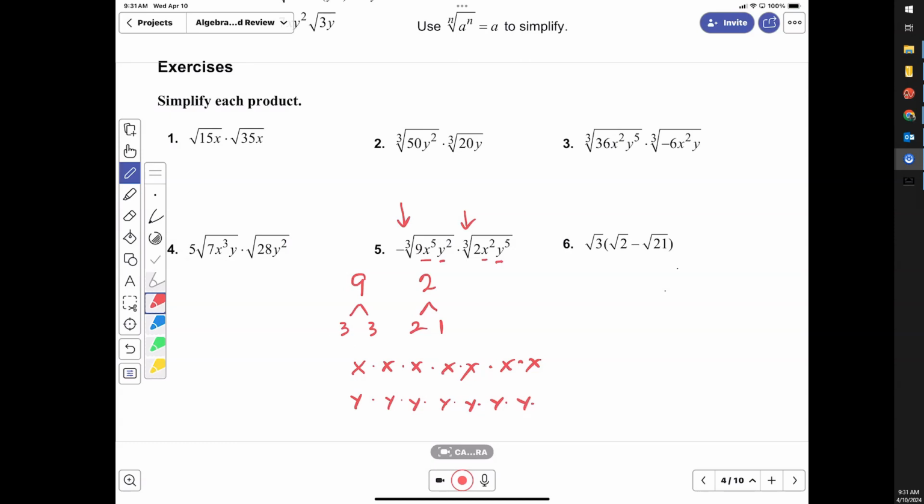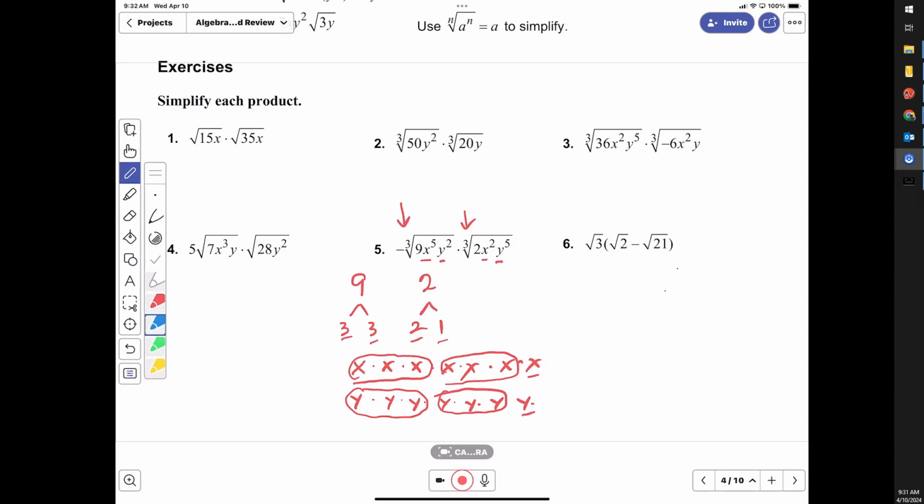So we have 3 times 3. We don't have another 3 to make a group, so that's going to stay in the radical. We have 2 times 1. 2 is going to stay in the radical. So this right here is a group of 3. There's a group of 3. There's a group of 3. And there's a group of 3 here. So the x and the y is going to stay in the radical.